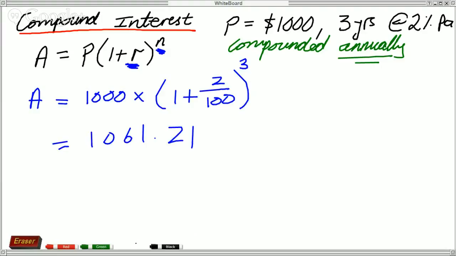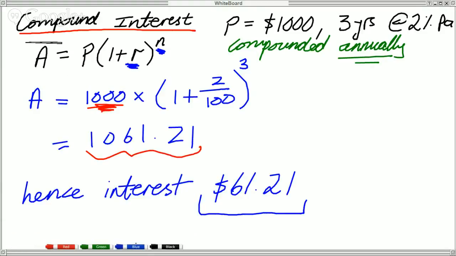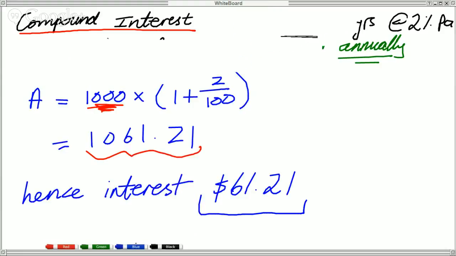That wasn't what the question asked for. It asked for the interest. So the interest is the extra money. We put in $1,000 and we ended up having this here. So the extra bit, hence the interest, is going to be $61.21. It is the extra bit of money there. So that's how we go about using the compound interest formula. We need to make sure that N and R are in the same time periods, and we'll have a look at one now where they're not in the same time periods.